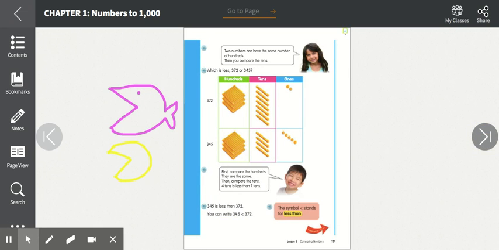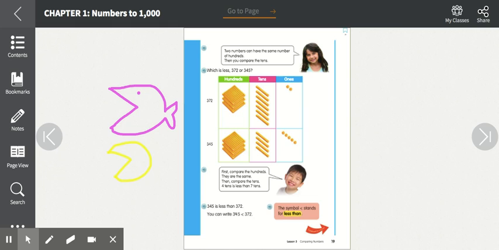Okay, next page. Here's a young lady. Two numbers can have the same number of hundreds. Then what would you do, guys? She says, then you compare the tens. So for example, which would be less, 372 or 345? As you can see, there's three in the hundreds and three in the hundreds.